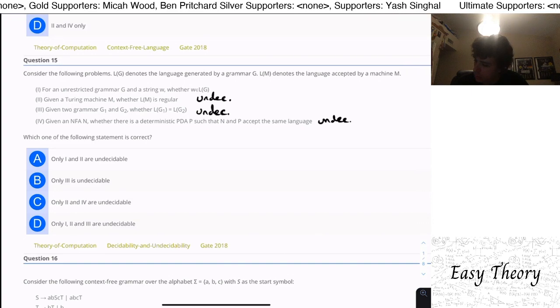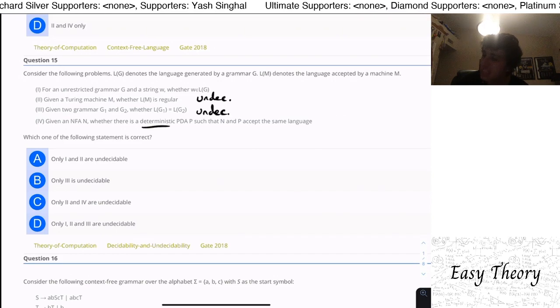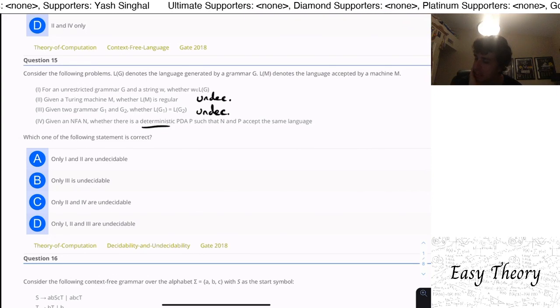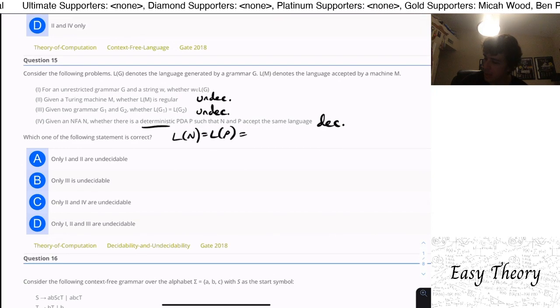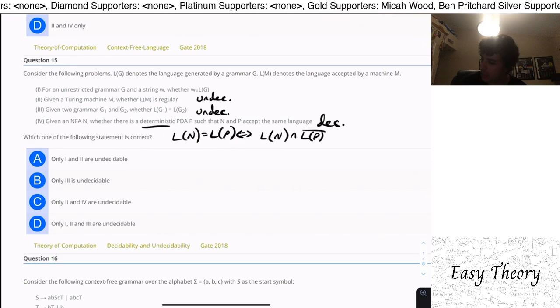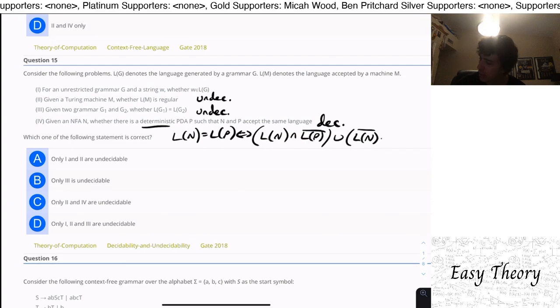So, let's see. Oh no, I didn't see this. I didn't see deterministic. Okay, that makes a total difference. Yes, that is decidable. That's an interesting problem. That is decidable because L(N) is equal to L(P) if and only if L(N) intersection P's complement union L(N) complement intersection L(P) is the empty set.